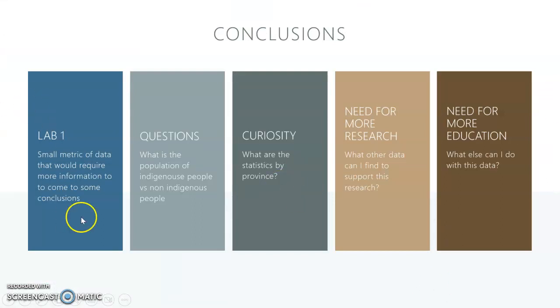In conclusion, I just wanted to go over that for Lab 1, it was a small metric of data that would require more information to come to some conclusions. For example, it might bring questions, curiosity, need for more research, need for more education. So what is the population of Indigenous people versus non-Indigenous people within Canada to get those actual numbers of homicide victims to see what kind of impact that has?